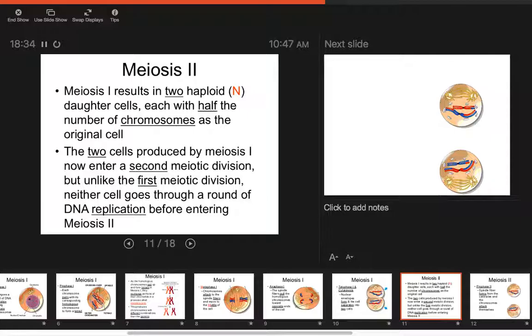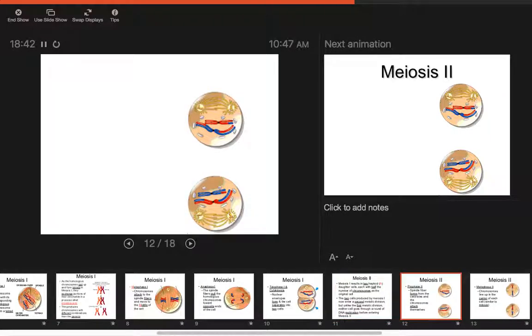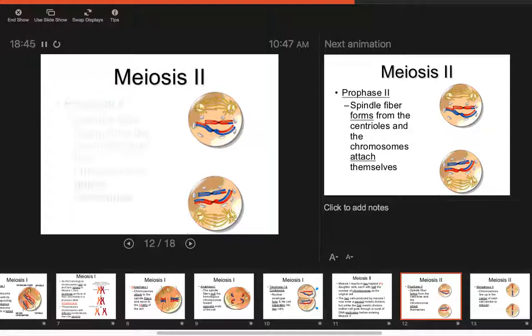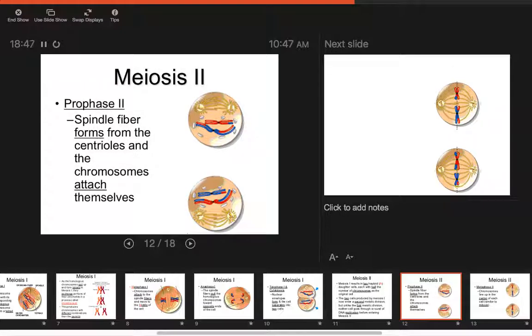So now they go through it again. Again, no more DNA replication though. Interphase doesn't occur again. It just goes straight into meiosis 2. Yeah? So once they switched in meiosis 1, they switch again in meiosis 2? No. Crossing over only happens once as well. Great question. So crossing over only happens during prophase 1. It doesn't happen again. The rest of it is a breeze.